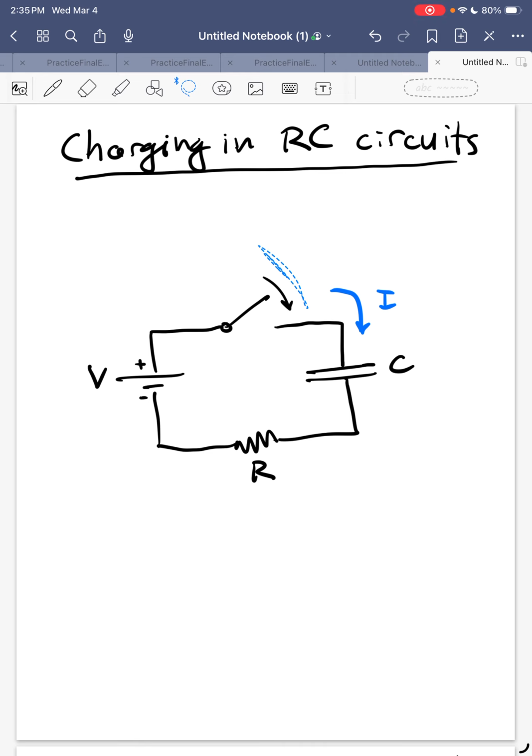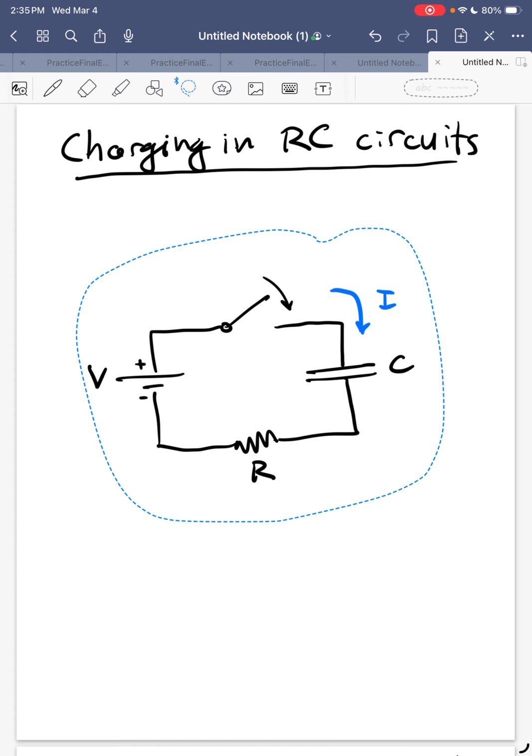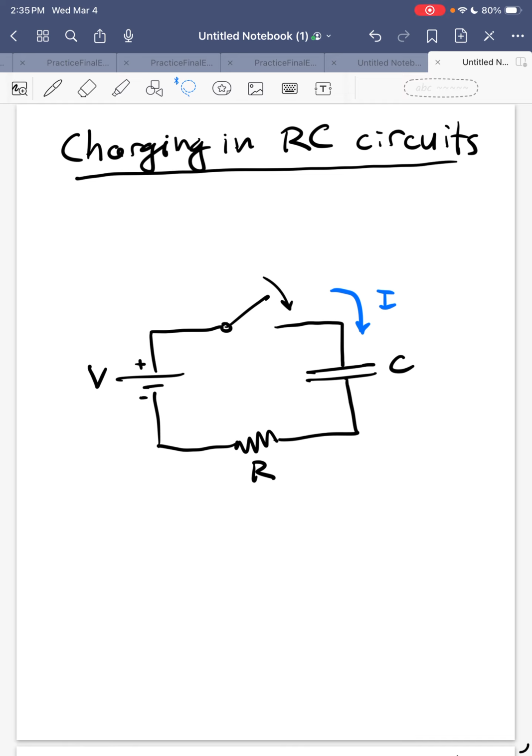Now when we close this switch, what's going to happen is current is going to start to flow around this guy like that. And we want to talk about how the current and the charge and the voltage are going to behave in this capacitor over time. So let's take a look at that.